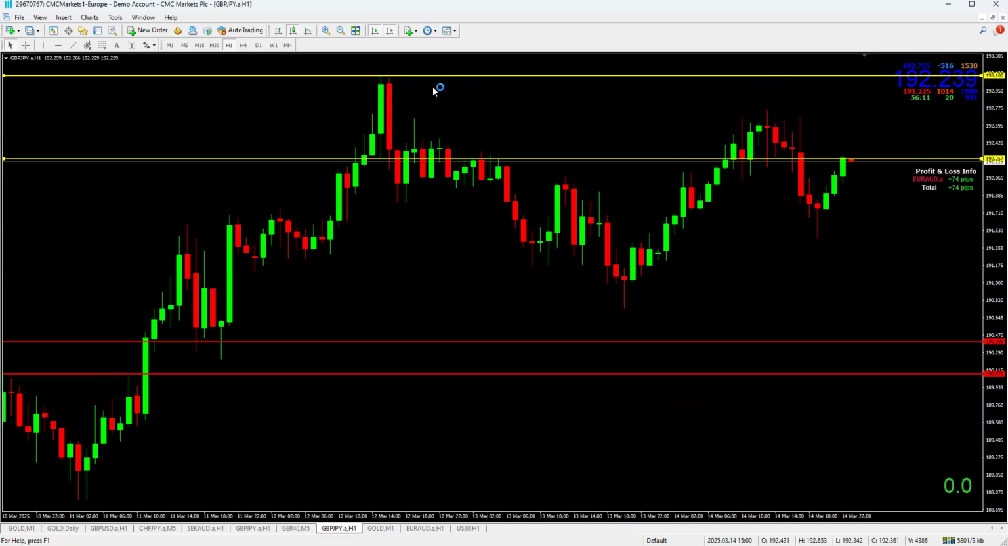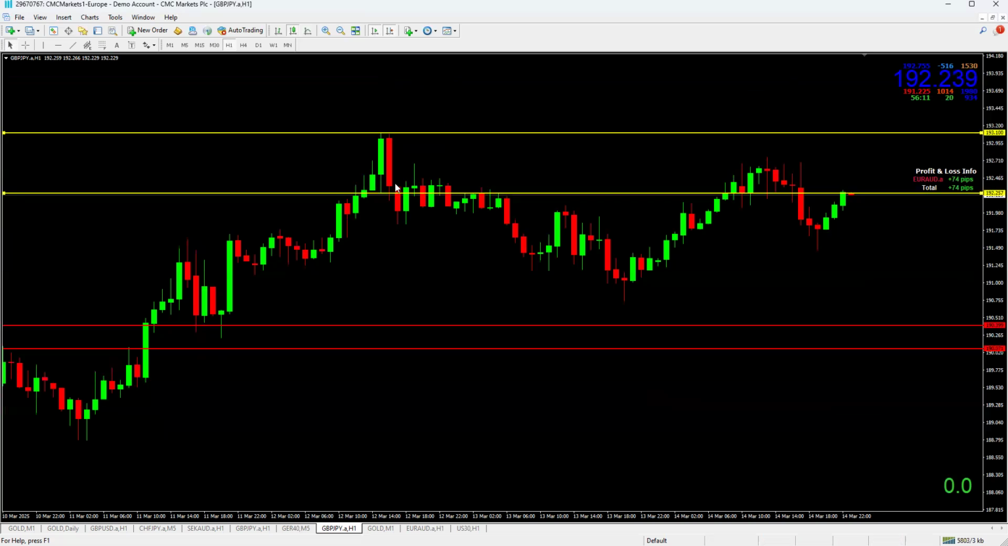If it was the case that it actually broke outside of it, then this setup becomes invalid. You now have to work with it because there's a new high. If a new high is created, you have to disregard this one and work with the new high.